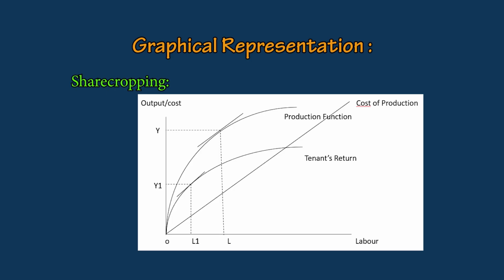Now, if we compare this with the efficient production level, then we find that the efficient production level OY is greater than the output level under sharecropping, which is OY1. On the other hand, the efficient amount of employment is OL, but in this case, the optimum level of employment OL1 is less than the level of OL. This in turn implies that in case of sharecropping, both the output and employment level will be lower than that of the benchmark case. In this sense, production decision under sharecropping is suboptimal.